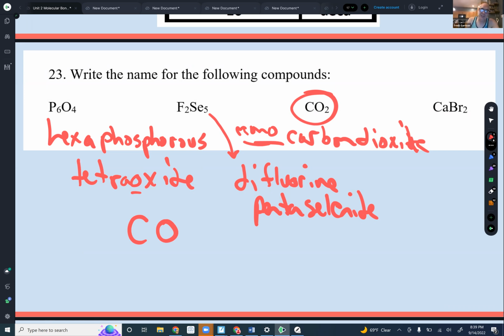So I think the fail-safe is just put prefixes on everything. Don't worry about when they get cut off. Don't worry about if you have to cut off any vowels or anything. Just include everything and you will never go wrong. And I will always count you right.